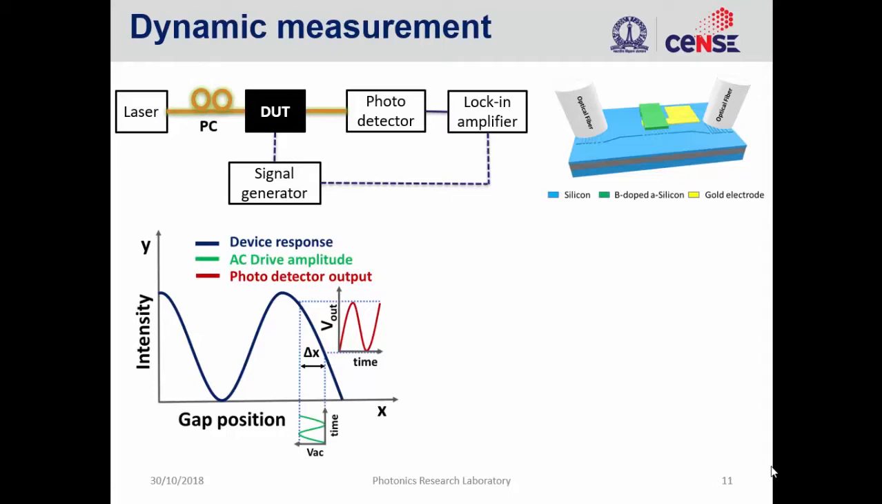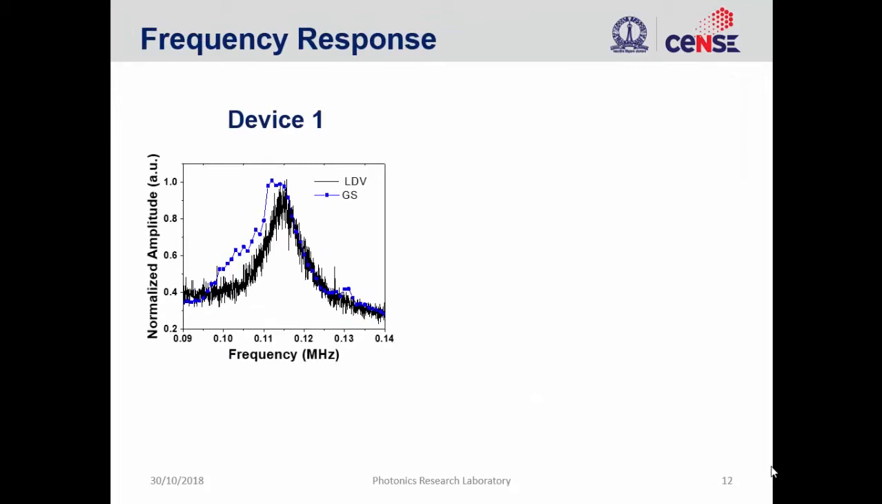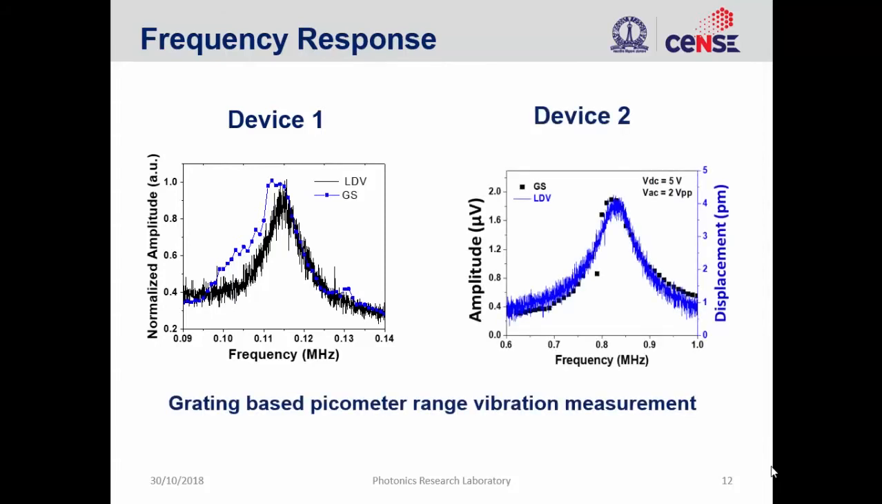On top of that, we have an overlapping signal of VAC. As we change the VDC, for a constant VAC, what we see is a change in the amplitude at the output. With that, we captured one of the signals, and then we confirmed with LDV, and the frequency response is in good agreement with the measured data. We checked another device, and in this we were able to measure for the same applied voltage in LDV, and we were able to measure displacement down to 4 picometers.